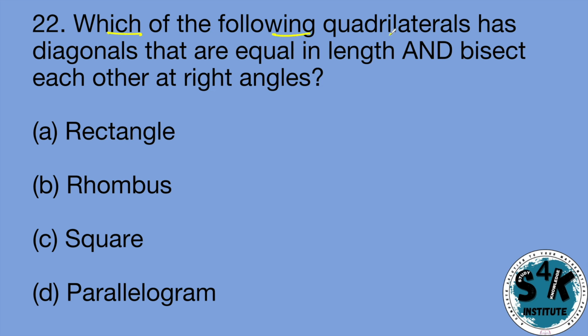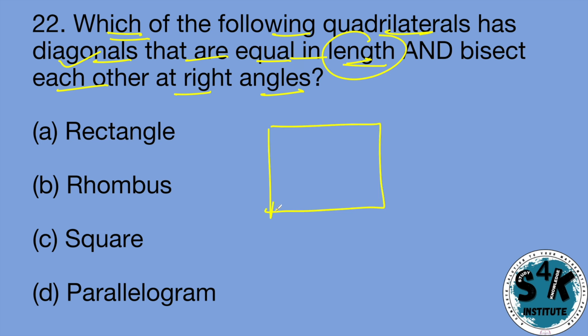Which of the following quadrilaterals has diagonals that are equal in length and bisect each other at right angles? So diagonals are equal in length. So a square has diagonals that are equal in length and they are also bisecting at right angles, so it is a square, not a rhombus. If it had not been given that the diagonal lengths are equal, then we would have gone for a rhombus, but in this case we have square as the answer.